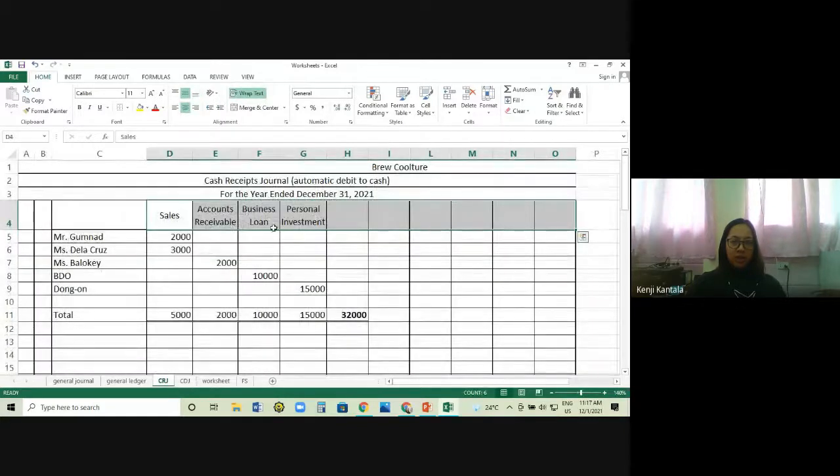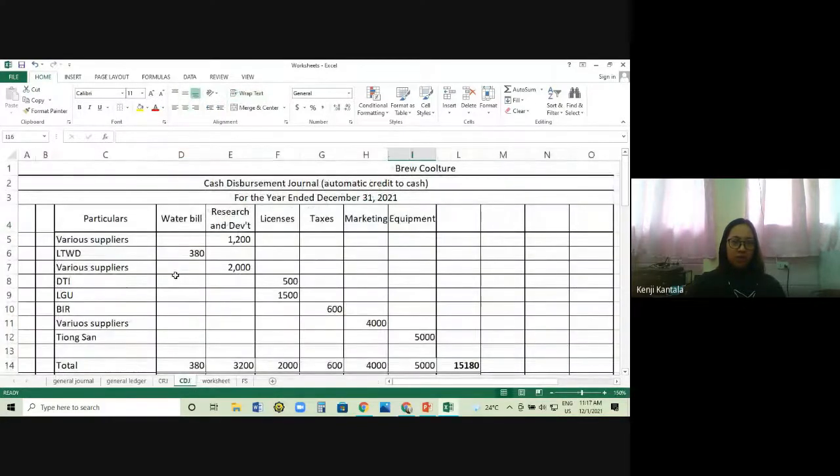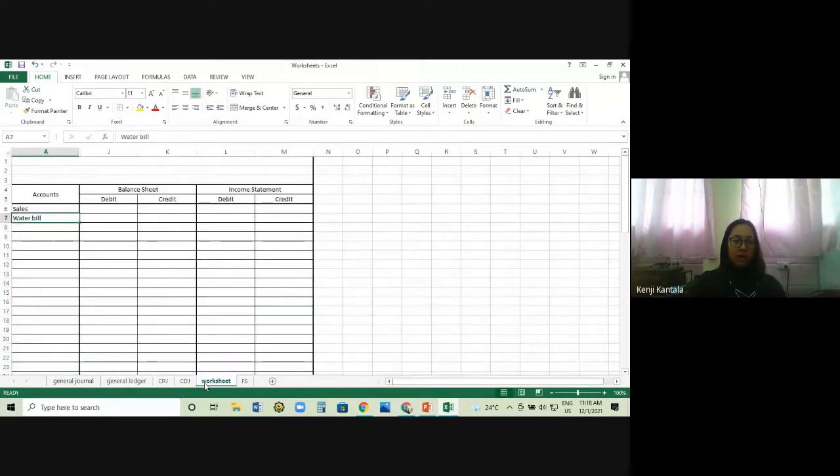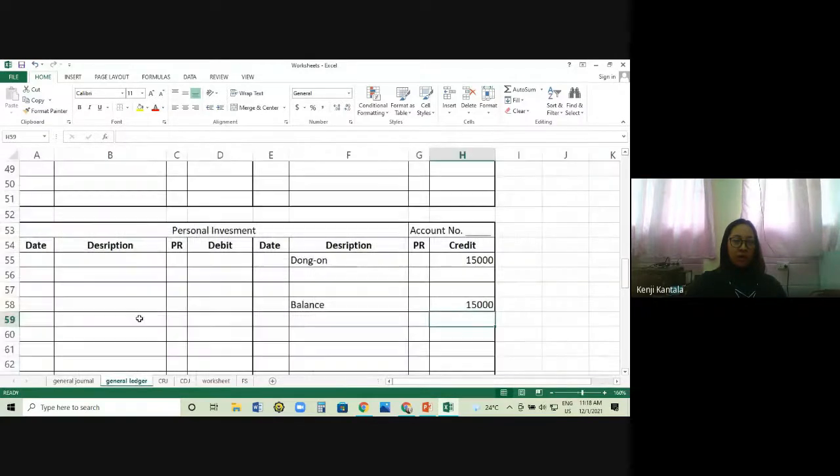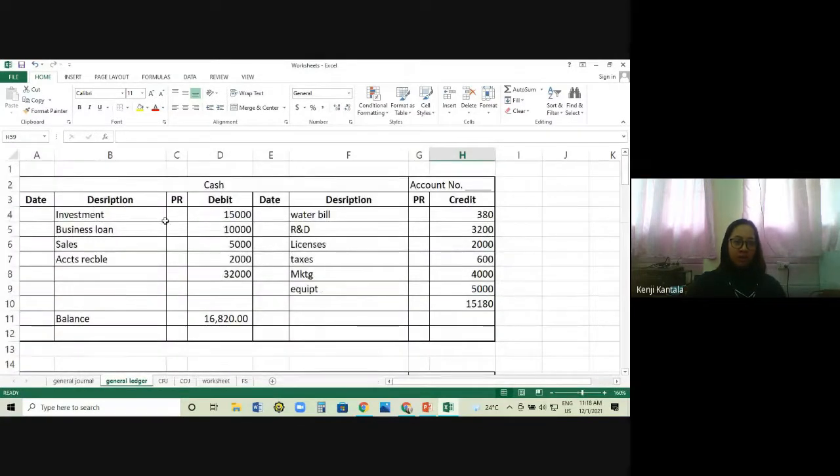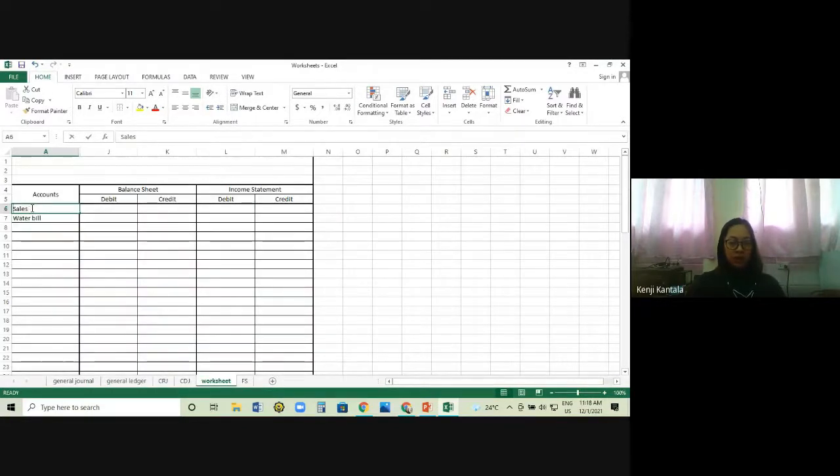Tapos na natin lahat ng accounts dito. So balik tayo kay cash disbursement. So we have here water bill, we have research and development, licenses, taxes, marketing, and equipment. So lahat din yan gagawan natin ng general ledger. So after natin gawan ng general ledger itong mga accounts na to, mag-proceed na tayo sa worksheet natin. So lahat ng mga nandito sa general ledger natin, so for example, we have cash, ilalagay lang natin dito.